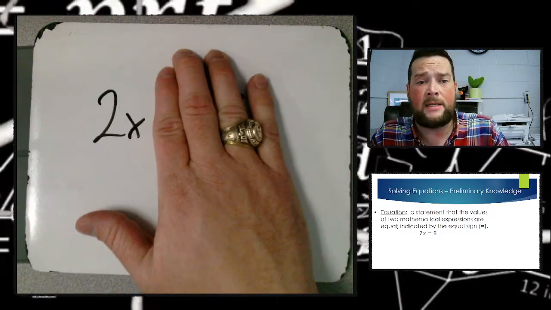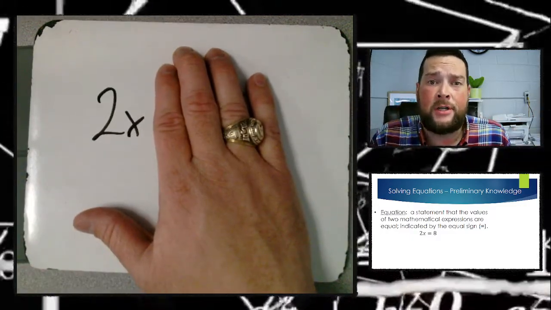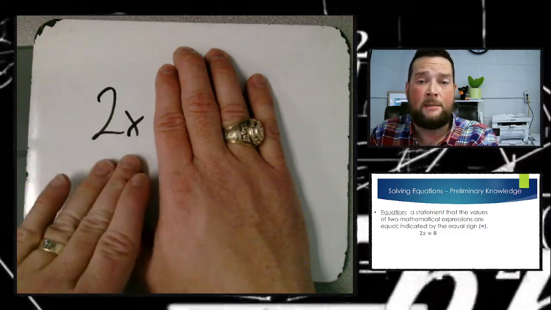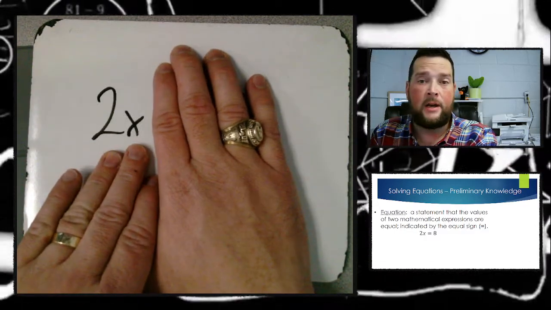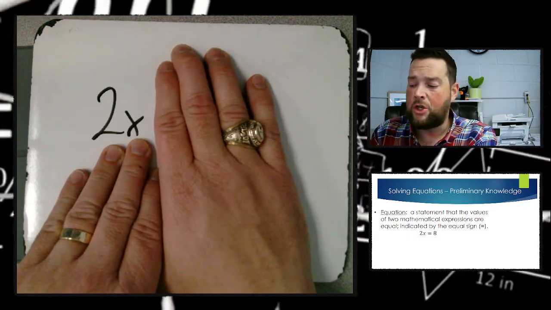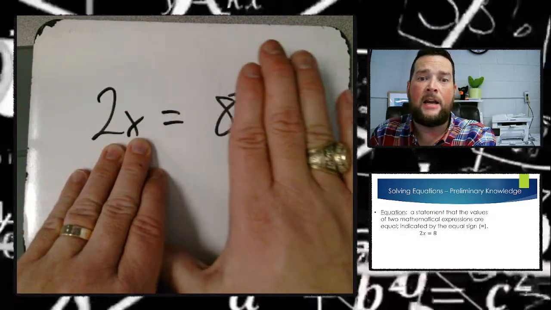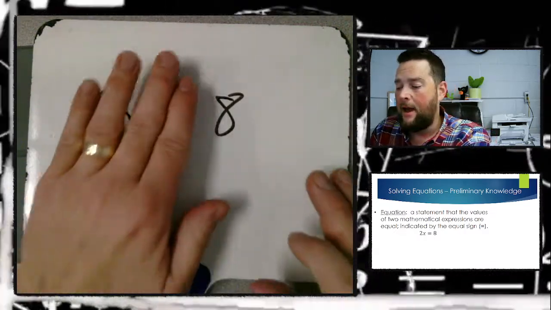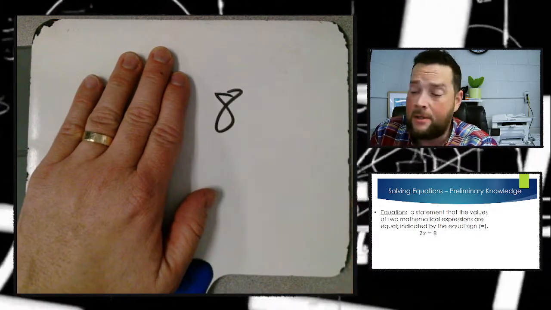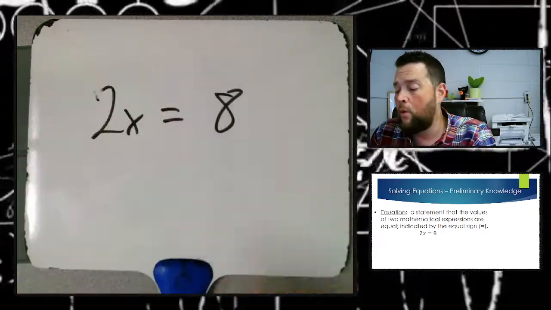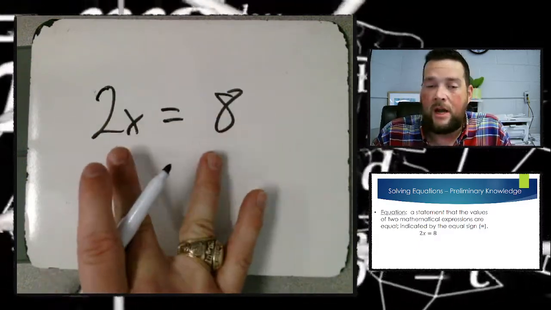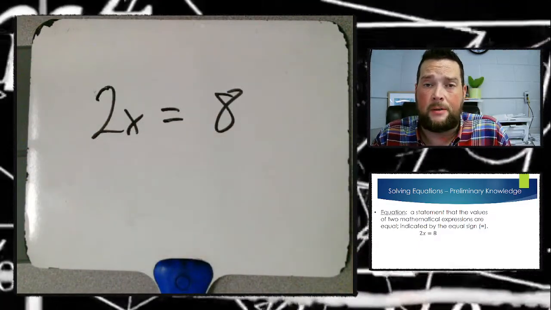So 2x right here, that's an expression. It's just saying a number x multiplied by 2. That's a math expression, and we call it an expression because it doesn't have an equal sign. It becomes an equation when we add the equal sign and an expression on the other side. Now, 8 doesn't look like much of an expression, but it is an expression. It is just a value of 8. So when we add the equal sign, we have two expressions on either side. Now we have an equation, all right?